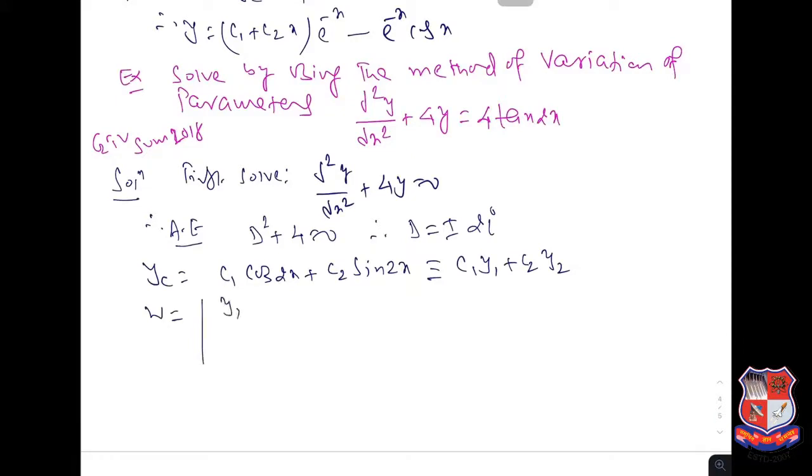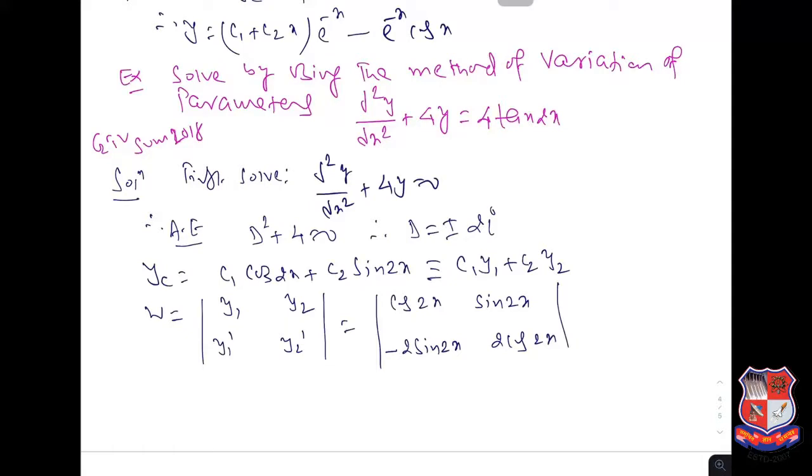So the W is the determinant y1, y2, y1 derivative, y2 derivative. So that is cosine 2x, sine 2x, derivative is minus 2 sine 2x, and this is 2 cosine 2x, and the determinant is easy. This is 2 cosine square 2x, and then minus and minus plus 2 sine square 2x, and so that is nothing but 2. So the value of W is 2.